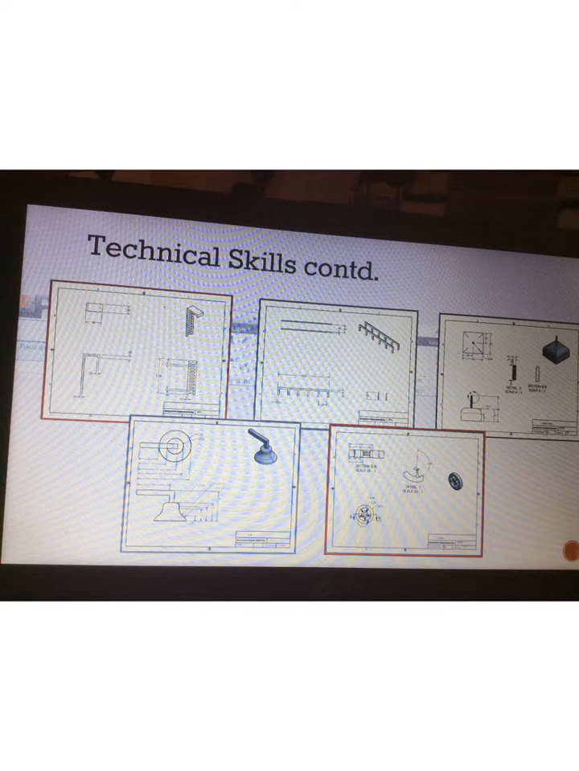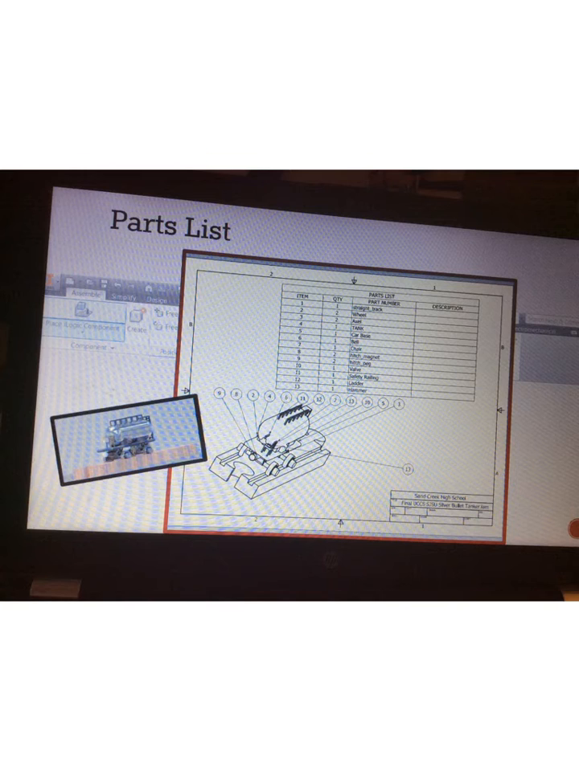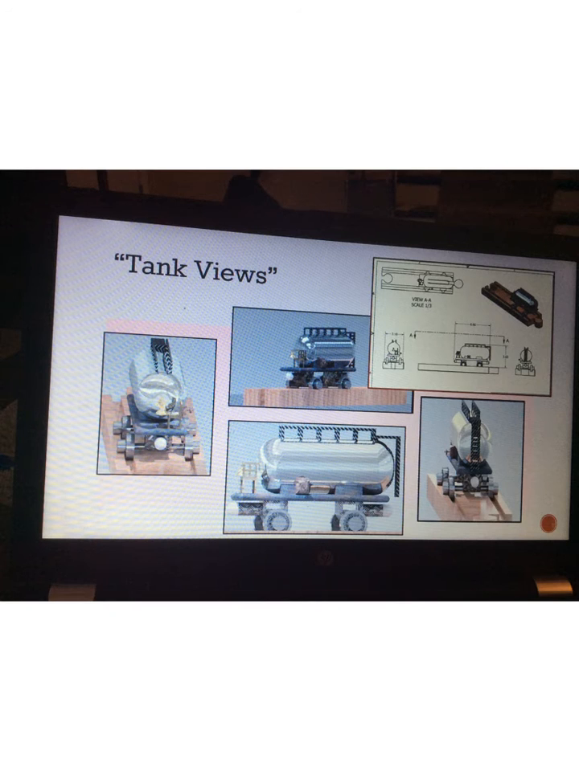So in this case, these are some additional parts for that previous team, for their train. You can see that this one had some pretty complicated parts, and they made a parts list here. That's something you could do as well. And then they also put in some different views of their whole tank.